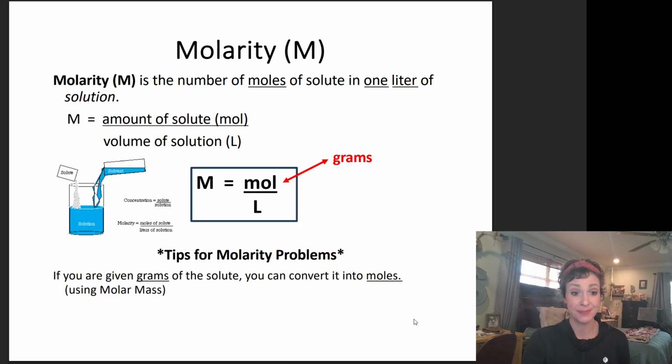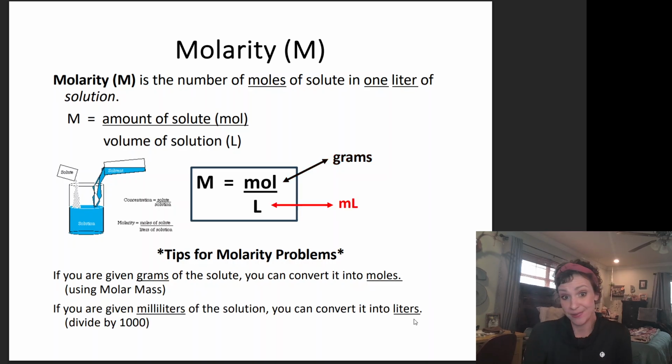So for some tips, if I'm giving you grams of the solute, you can convert grams into moles of the solute, and then you can plug it into this molarity equation and solve. I know I can convert from grams to moles using my molar mass on my periodic table, so that is nothing too challenging for me. It's just something to be aware of, that it could be a possibility.